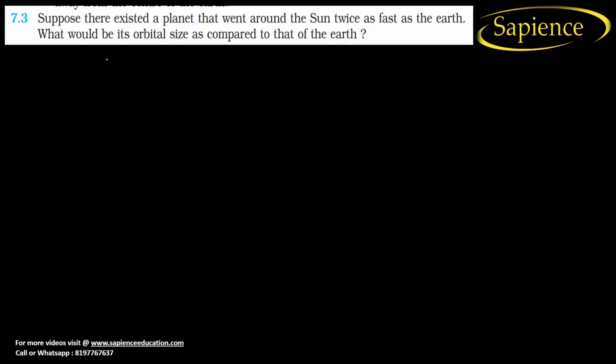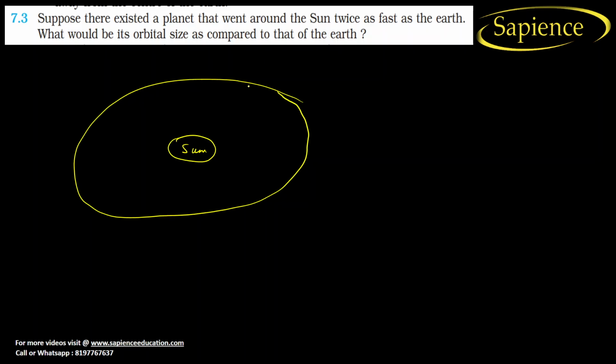Let us suppose there existed a planet that went around the sun twice as fast as the earth. Let us consider this is a sun and this is the orbit of the earth. So this is your earth, and there is another planet moving in between, such that its time period is half of the time period of the earth. We need to find the orbital size of this new planet.